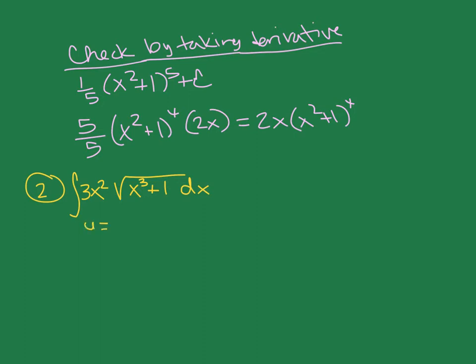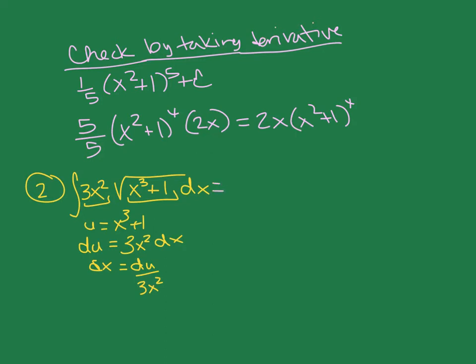Okay, I want you to notice that if you take the derivative of x cubed plus 1, you do get 3x squared. So I'm going to do u equals x cubed plus 1. Then if I take the derivative of both sides of this, I get du is equal to 3x squared dx. You'll notice I skipped the intermediate step that I had done in the last one, the du over dx. Then if I divide both sides by 3x squared, I get dx is equal to du over 3x squared.